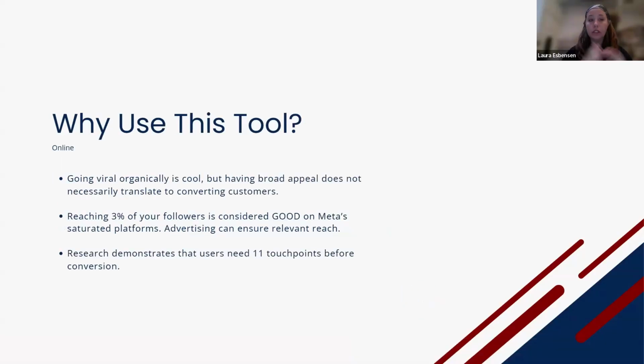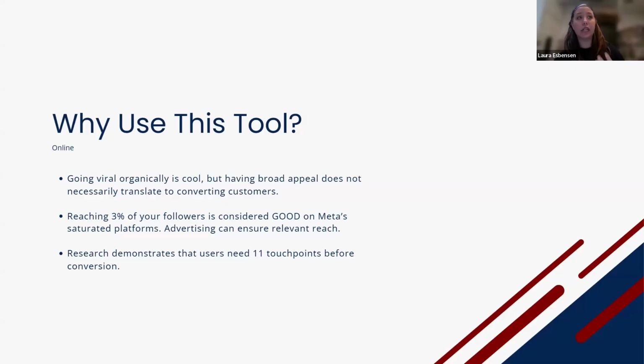So why use this tool? Going viral organically is awesome, but getting views and getting conversions, like we saw, is not necessarily the same customers. So the content you'll make to have that broad appeal does not necessarily translate into the customers you need for your business. Reaching, as I mentioned, Meta's become saturated. So reaching 3% of your following is considered good organically. Advertising can help ensure you still get relevant reach on top of what's considered quote unquote good.